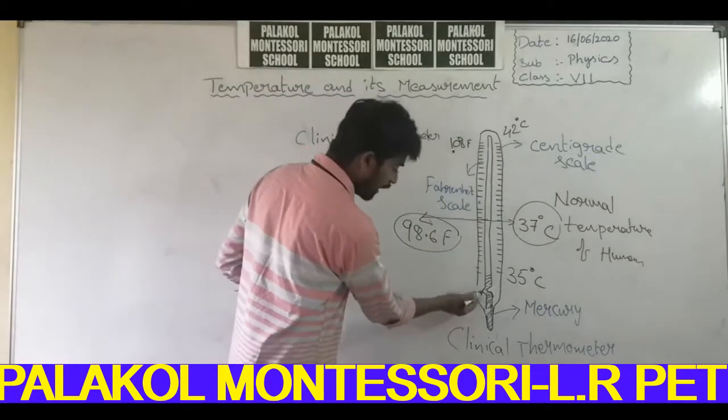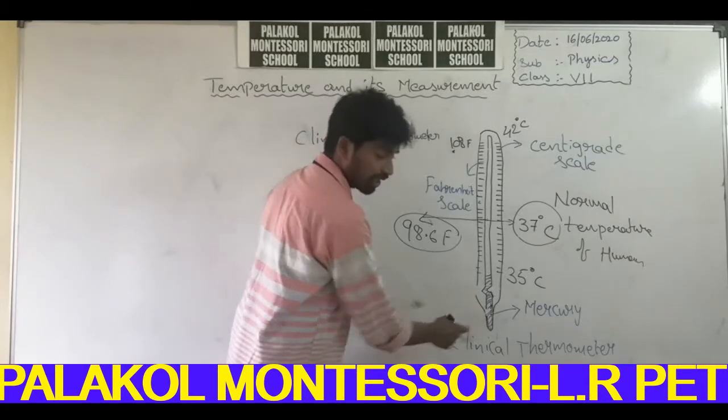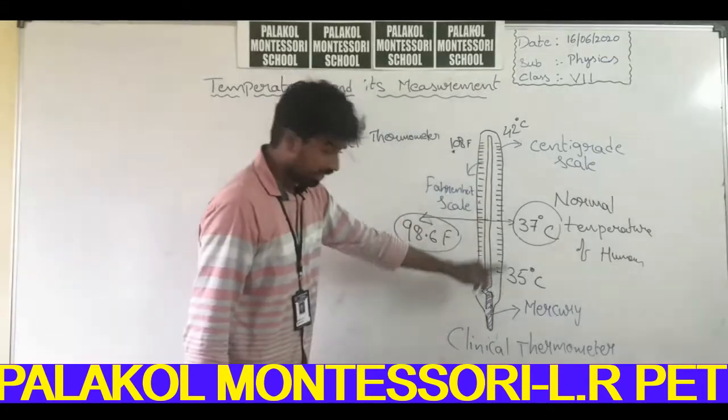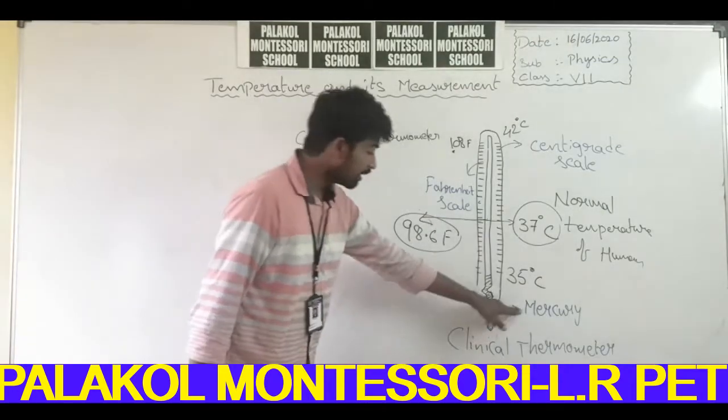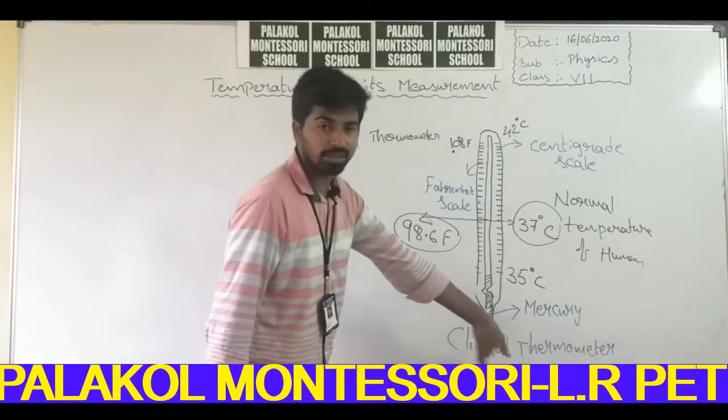So, at the bulb, this is called the thermometer bulb. This is the thermometer, and this is the bulb. And this bulb consists of liquid mercury.